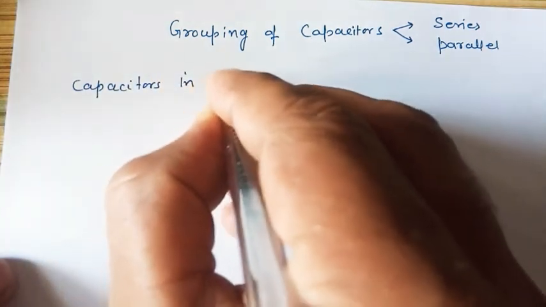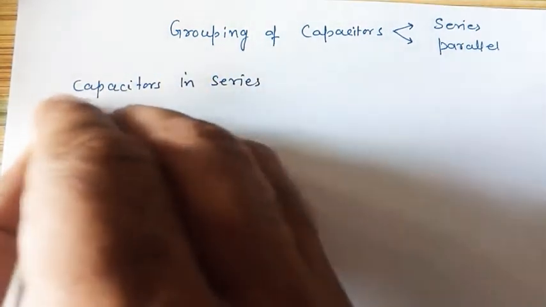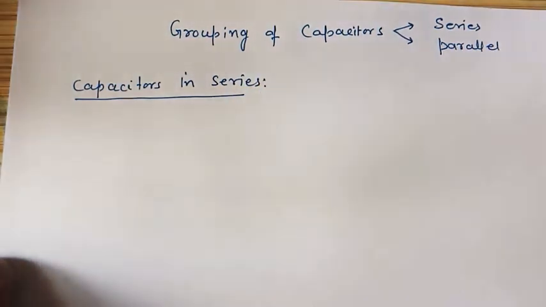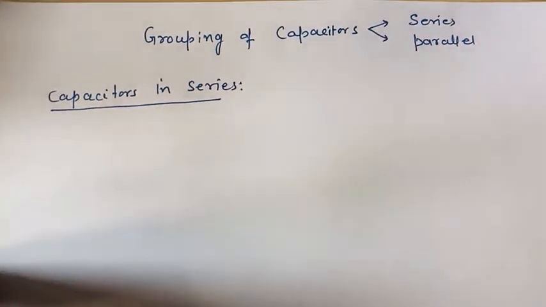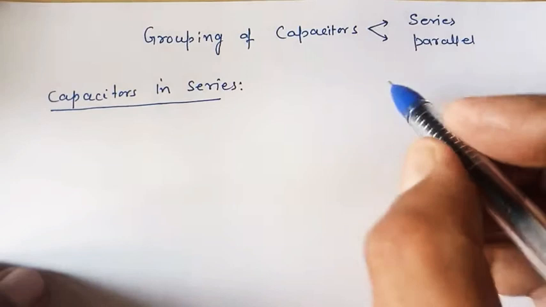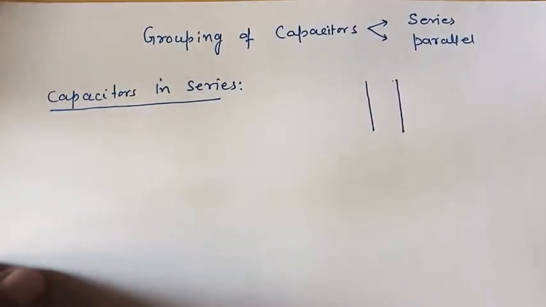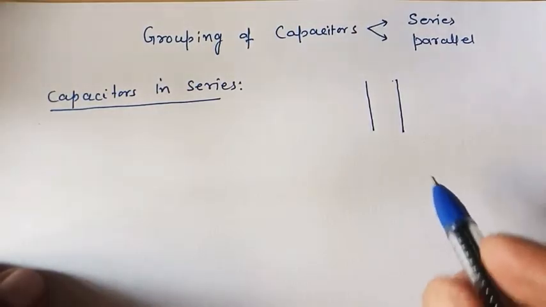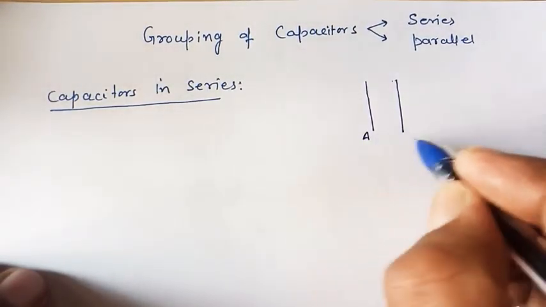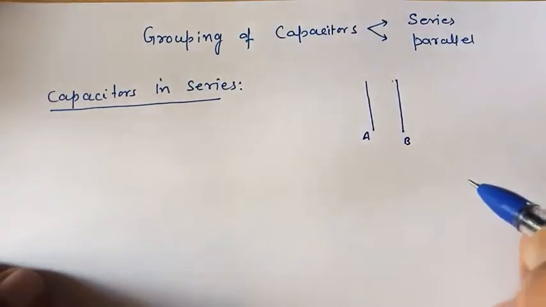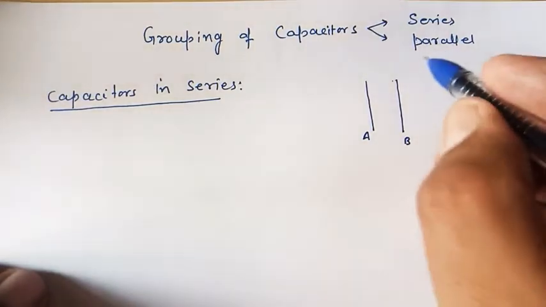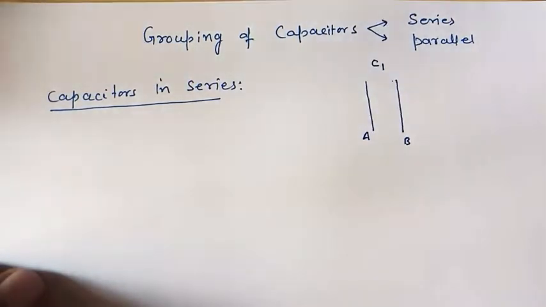Capacitors in series combination. So how will we combine the capacitors in series? The method is like this one. You have a capacitor like this one. Let this be the first capacitor, and this is the plate A of the capacitor and this is the plate B. Let the capacitance of this capacitor be C1.